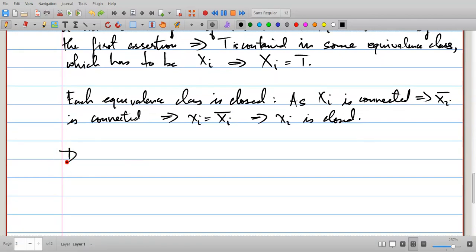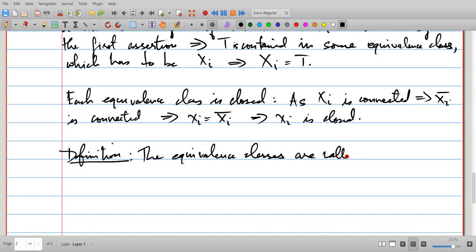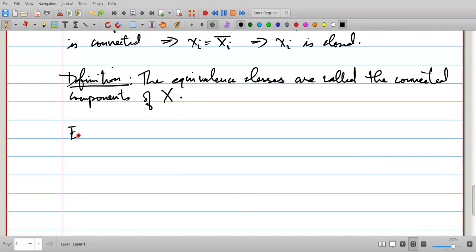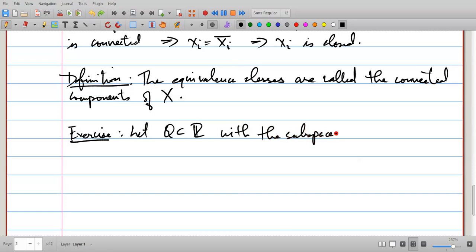So definition: the equivalence classes are called the connected components of X. And as an easy exercise, let Q contained in R be the subspace with the subspace topology. So what are the connected components?